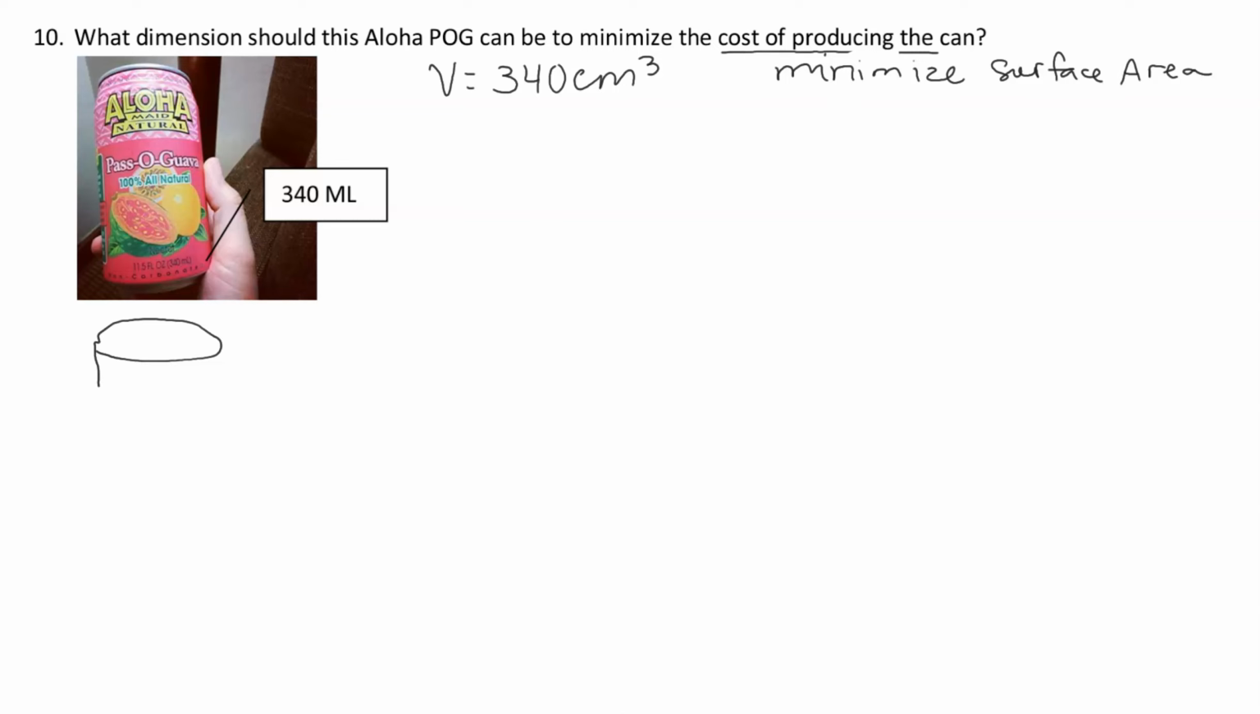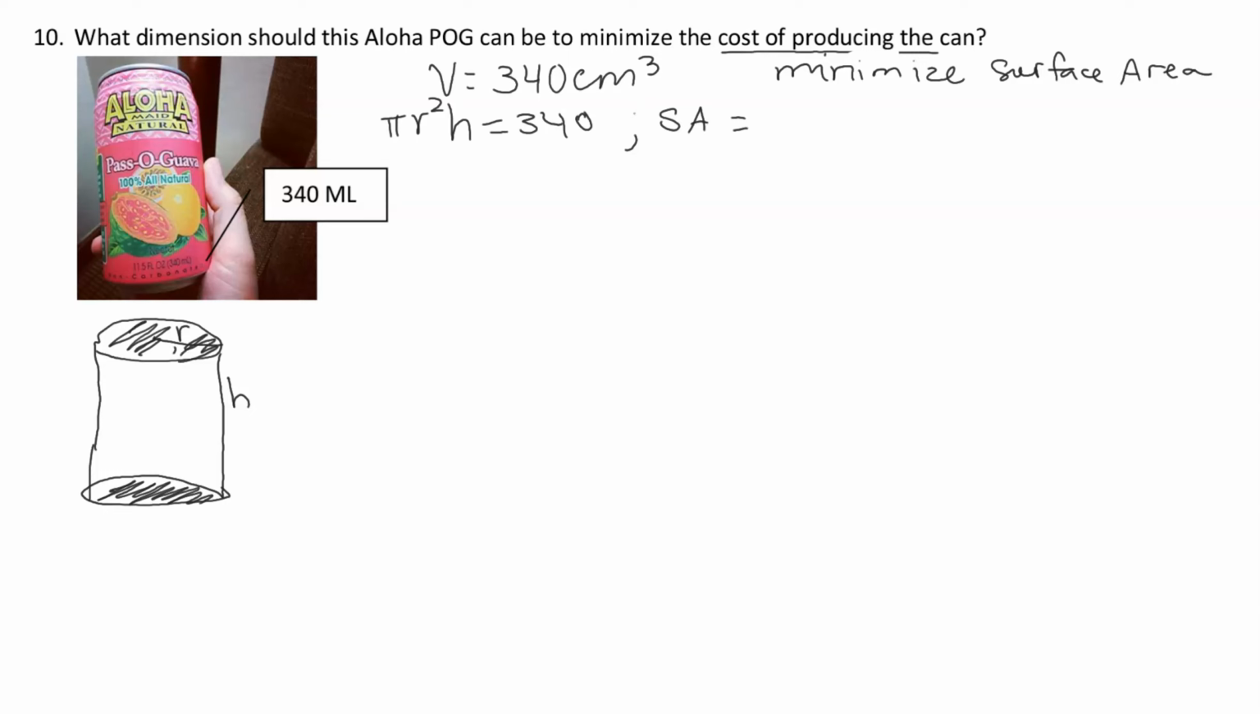Okay, so let's take a look here. We have a cylinder, so the dimensions here would be R and H. The volume is pi R squared H: the volume of the base shape, which is a circle, multiplied by how tall. Pi R squared H is 340. And then the surface area is going to equal two circles, so 2 pi R squared.